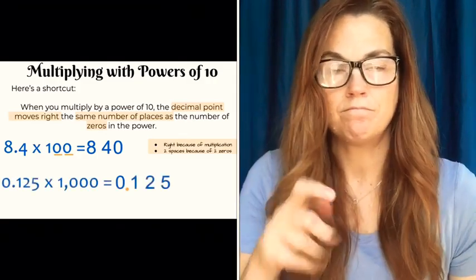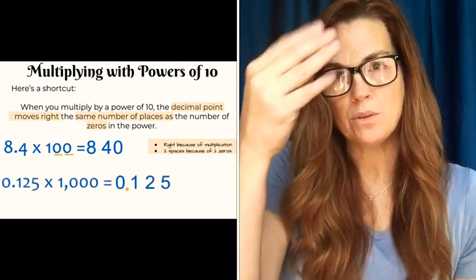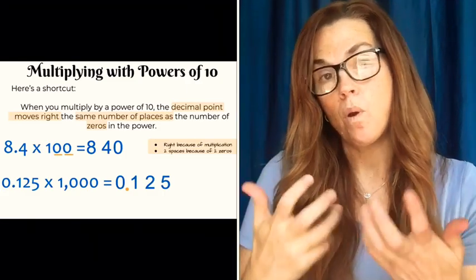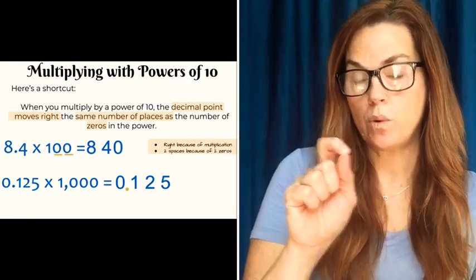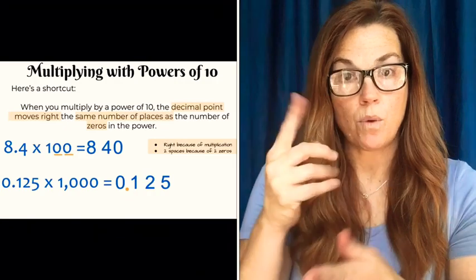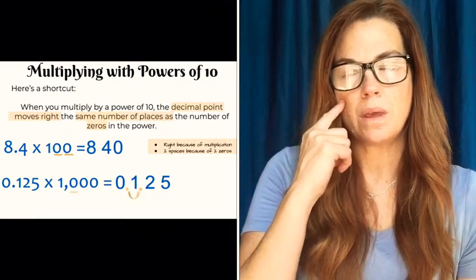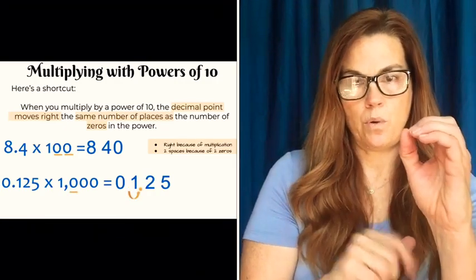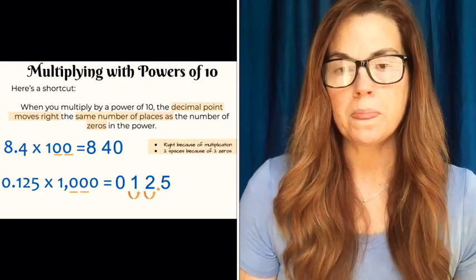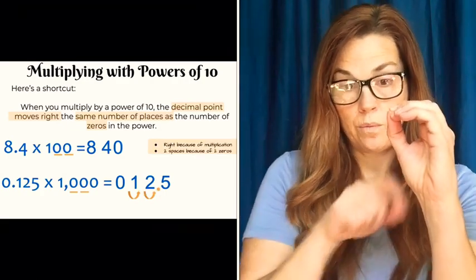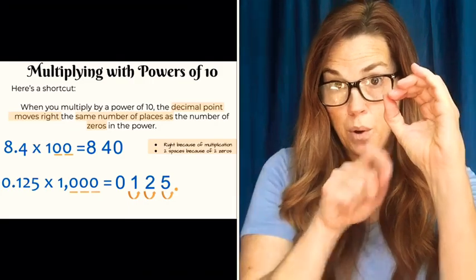No calculator, no scratch work, mental math using the shortcut. If I wanted to do 125 thousandths times 1,000, imagine that you're starting with the decimal in the original value between the 0 and the 1. For the first 0, I'll move to the right 1 spot. The second 0, move to the right again. The third 0, move to the right again.